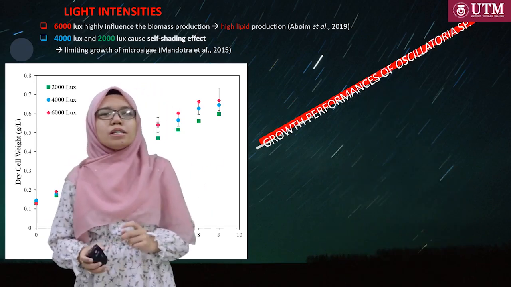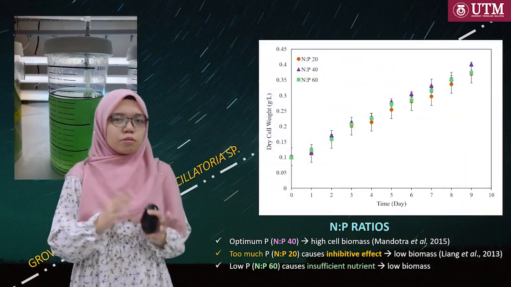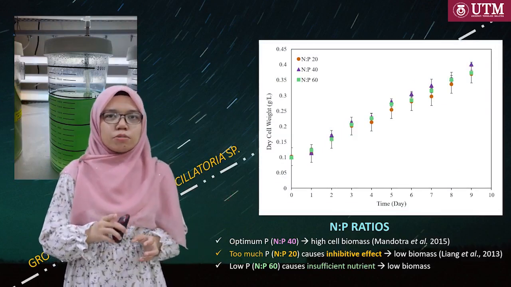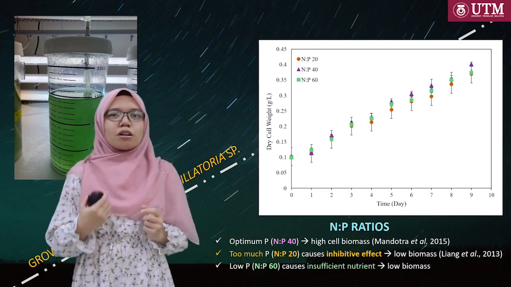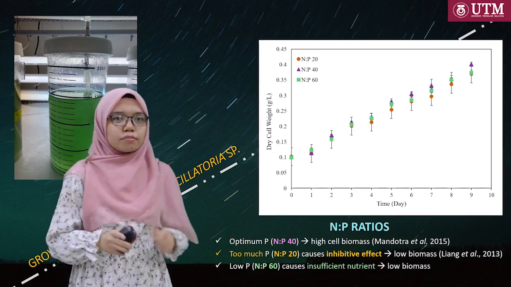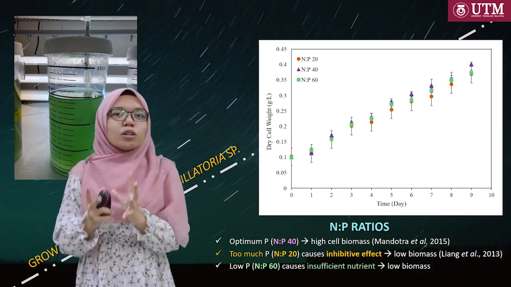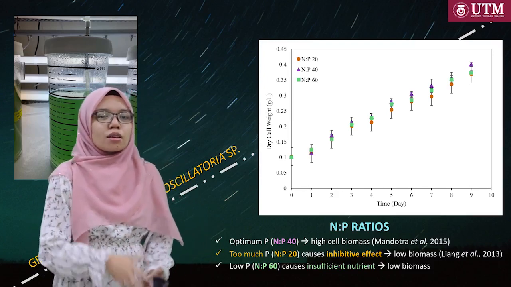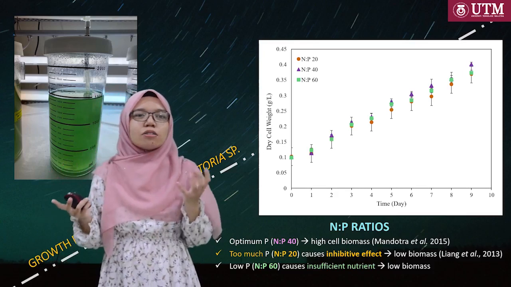The last growth performance study is the nutrient ratio composition, where nitrate is fixed but the phosphate composition differs. In the graph, it shows that the optimum ratio is achieved when the microalgae were cultured in a nitrate to phosphate ratio of 40, yielding 0.40 gram per liter dry cell weight. Meanwhile, too much phosphate provided at an N to P ratio of 20 gives low biomass. In fact, it is the lowest. But a different case for N:P 60, where low biomass is yielded because of insufficient nutrient.